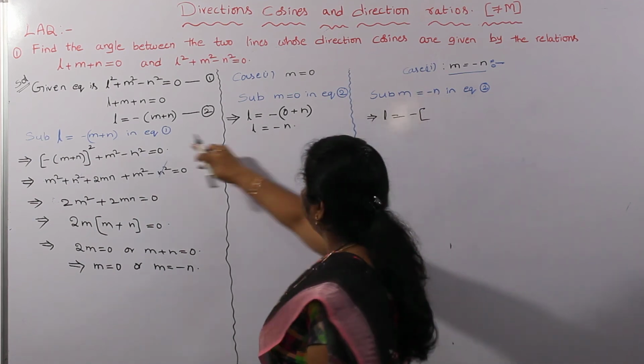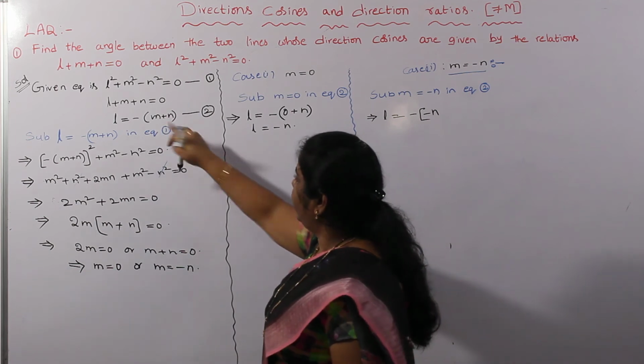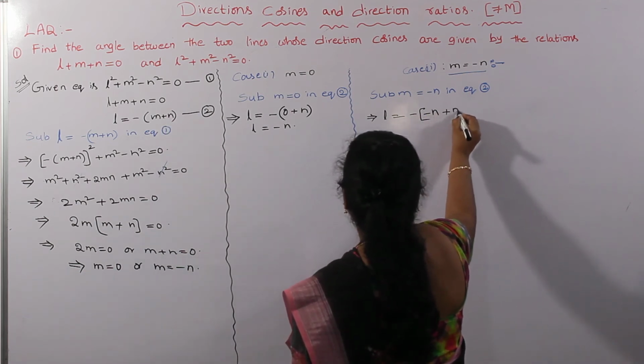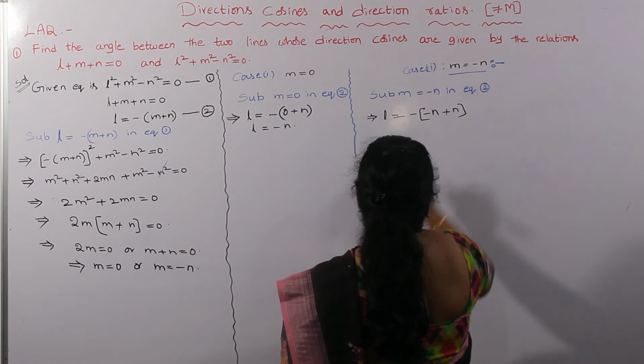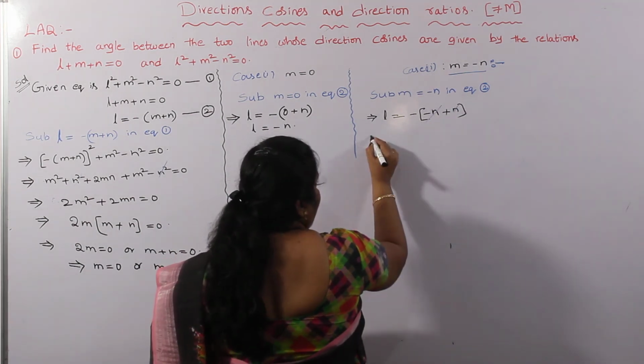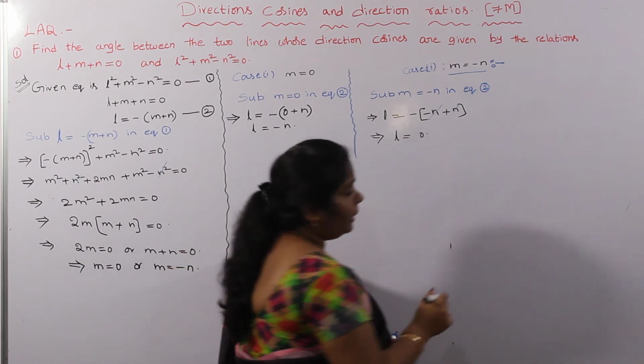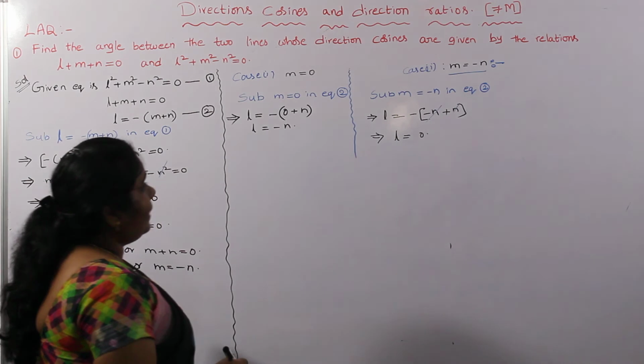m, we get minus n. Here we already have plus n, so plus n minus n is cancelled. Remaining, L is equal to 0. From this we get the L values.